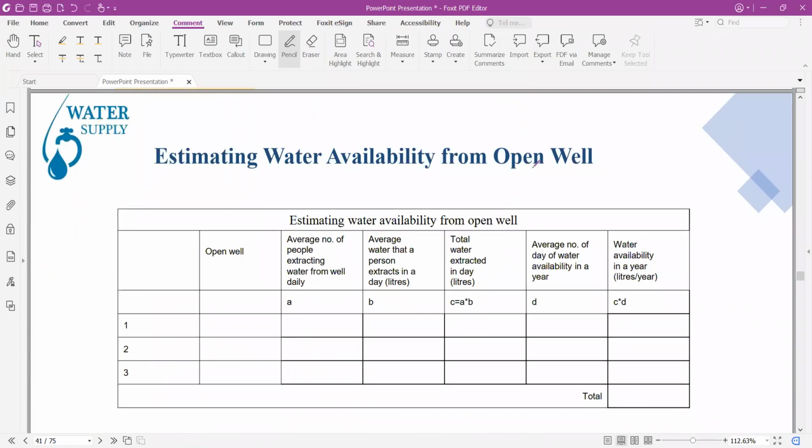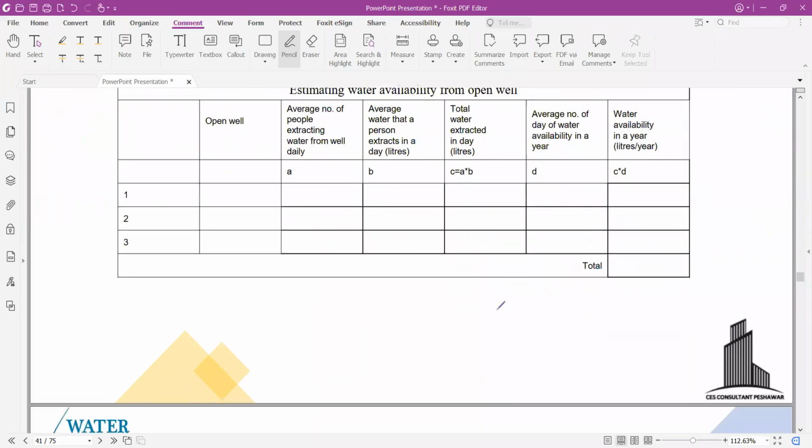For an open well, it can be calculated by just counting the number of people extracting water daily from the well and how much water each person is extracting. You can count the number of buckets and take the average of that. By multiplying these two columns, we can get the total water extracted each day. Based on that, with the average number of days of water availability in a year, we can calculate the water availability in a year.